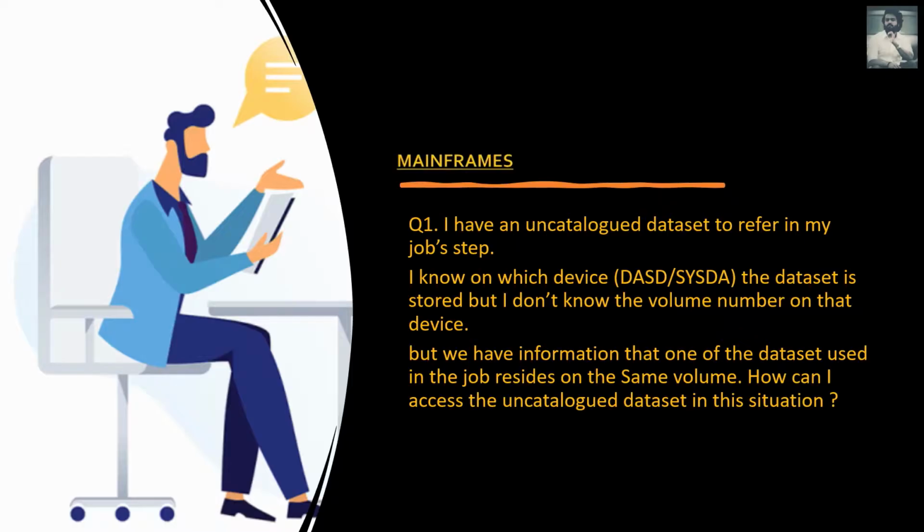Let's go ahead. First question is, I have an uncatalogued data set to refer in my job step. I know on which device, that is DASD or SYSDA, the dataset is stored, but I don't know the volume number on that device. But we have information that one of the datasets used in that job resides in the same volume. How can I access the uncatalogued dataset in this situation?